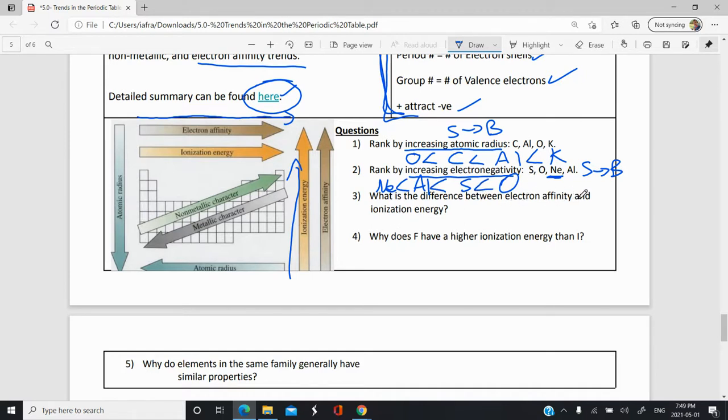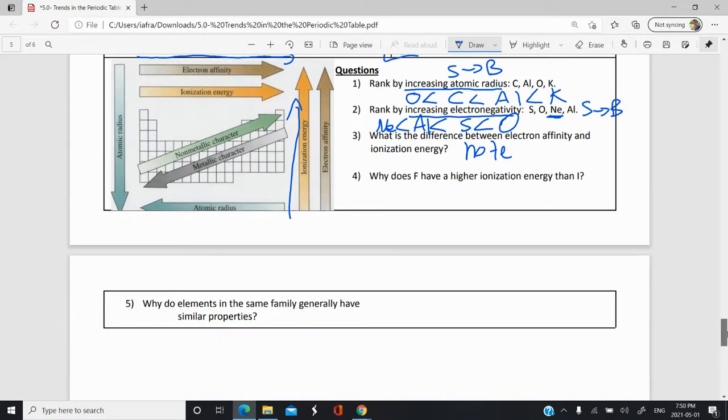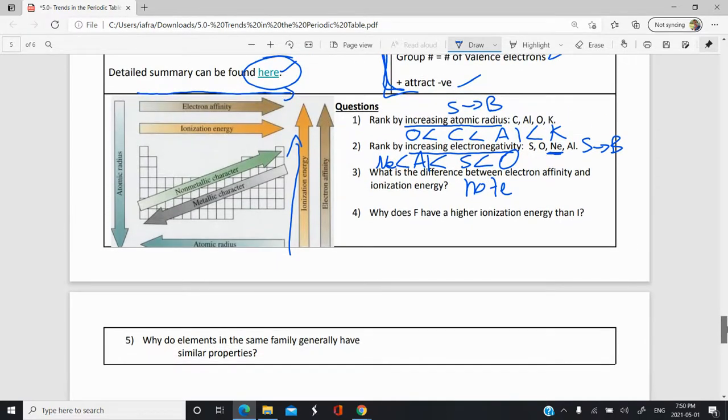What's the difference in electron affinity and ionization energy? Well, you can look this up in the notes, but the idea is that electron affinity is the energy released when you add an electron, and ionization energy is the energy required or put in to remove an electron. Trend-wise, though, they both follow the same trends on the periodic table, and you can explain why those trends are being followed as well. Why does F have a higher ionization energy than I?